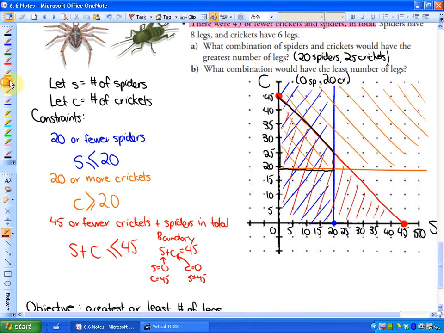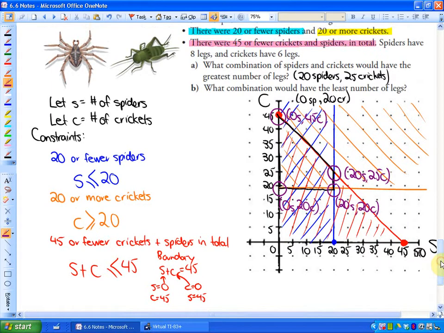And we can look at where the corners are. Here are your corners. So your corners would be 0 spiders and 20 crickets, 20 spiders and 20 crickets, 20 spiders and 25 crickets, and 0 spiders and 45 crickets. Okay, so that's the corners that we're going to investigate.